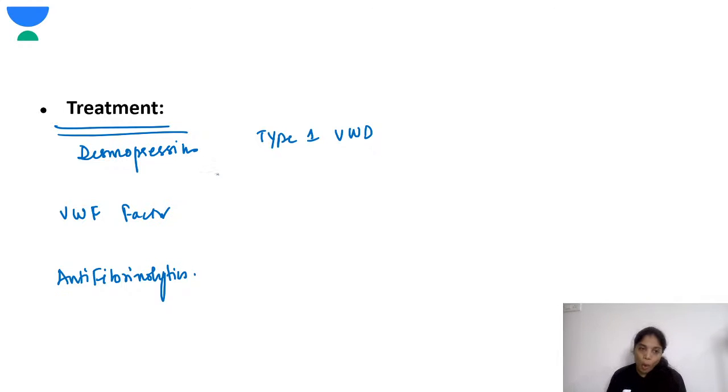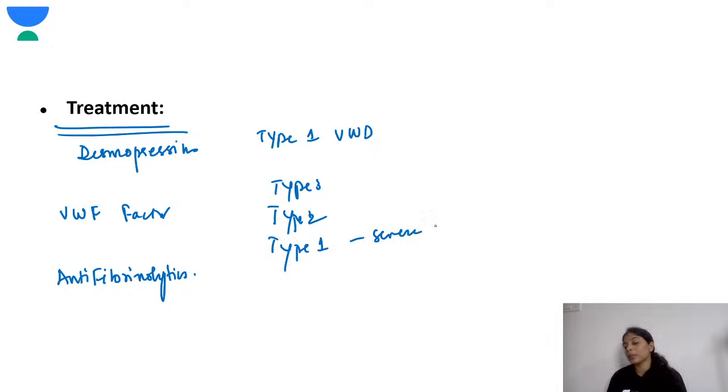Next, giving the von Willebrand factor. In case of type 3 you give von Willebrand concentrates. Type 3 you give, type 2 you give. But if type 1 is severe, then you can go for von Willebrand factor. So if the type 1 is severe, then you go for von Willebrand factor.